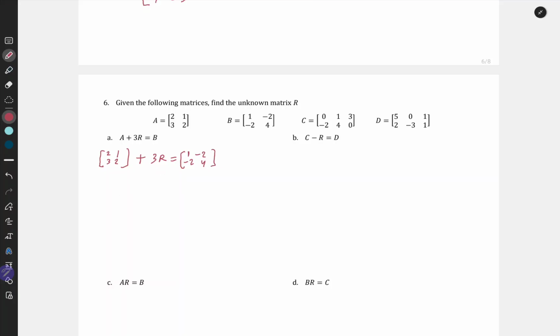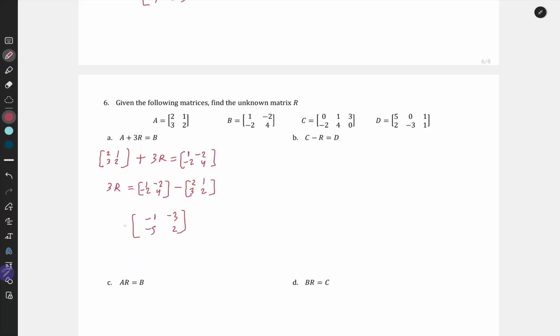These basically get subtracted from each other at this point. 3r equals 1, 2, negative 2, 4, minus 2, 1, 3, 2. Alright, let's subtract these. We got negative 1, we got 1, we got negative 5, and we got 2.